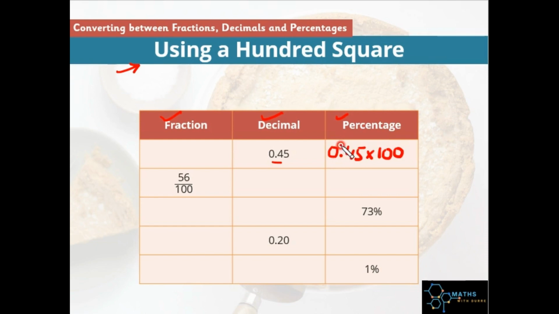So you just need to move your decimal point 2 digits to the right, and then you will get the answer 45, because the decimal point comes in the last. So you can even write it 45.0 or 45. So 45% will be the answer.